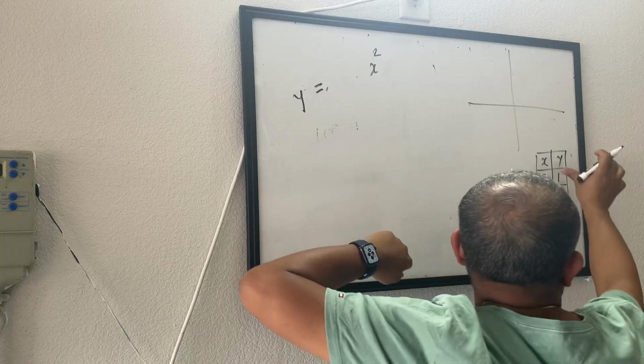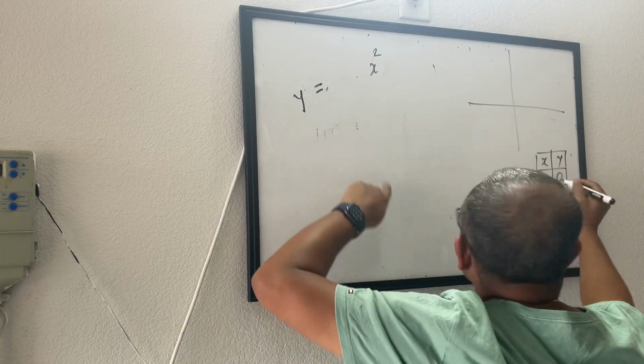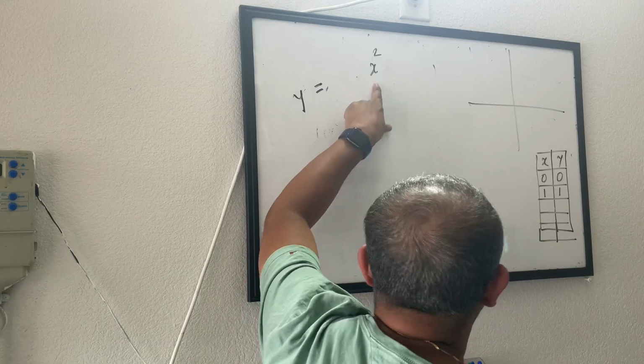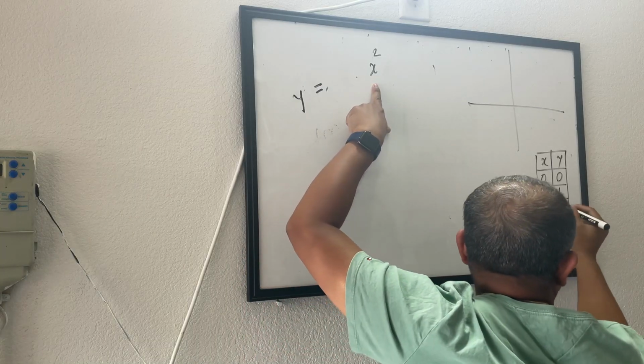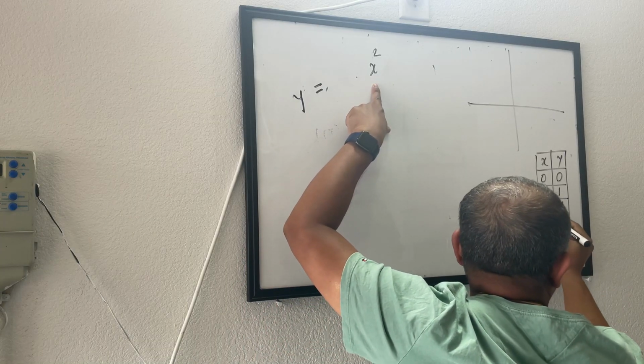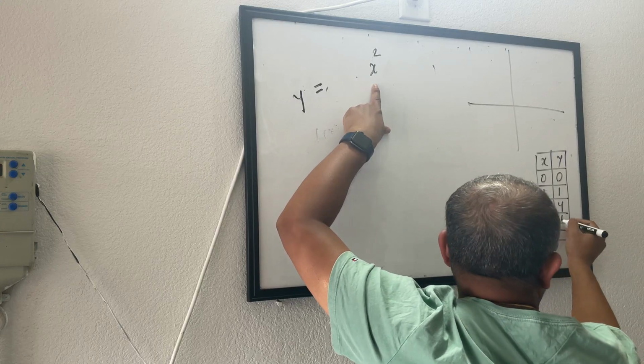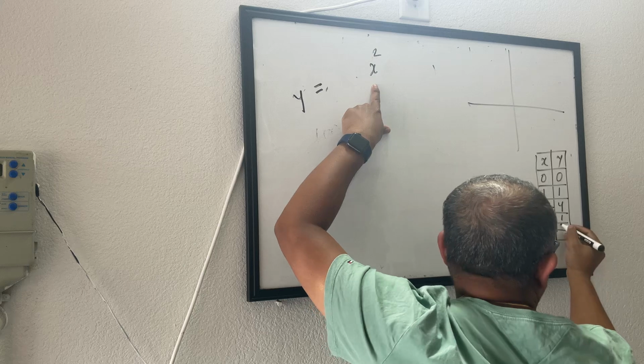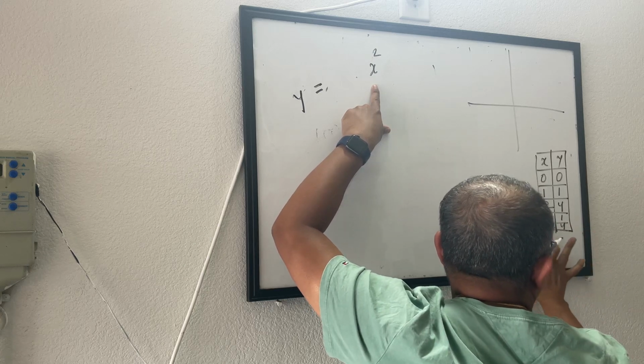What am I doing? When x is 0, y is also 0. When x is 1, y is 1. When x is 2, y is 4. When x is minus 1, minus 1 square gives me 1. When x is minus 2, minus 2 square gives me 4. So I got 5 values.